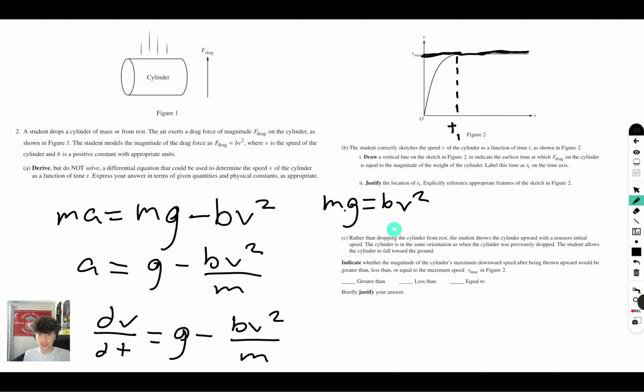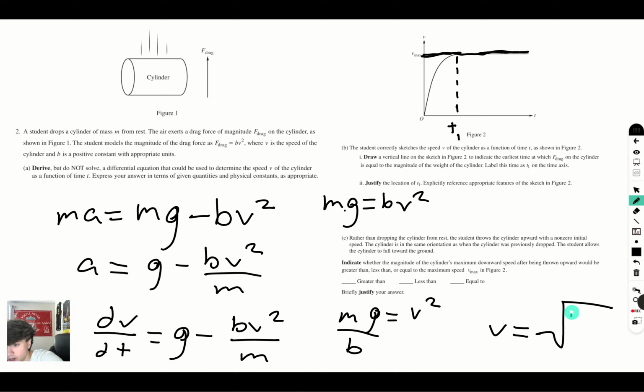So, in order to solve this, we must understand how a maximum speed is acquired, how a terminal speed is found. So let's take a look here. This is our terminal speed. Our velocity here is our terminal speed, and we know this because the object is no longer accelerating. So let's find this v. If we move the b over to the other side, we'll get this. And then our terminal velocity is just the square root of mg over b.